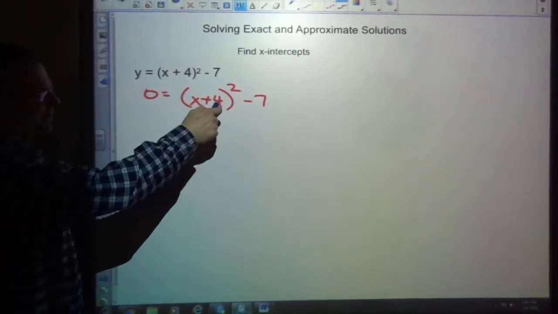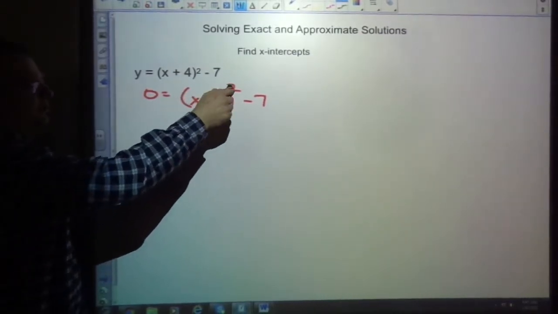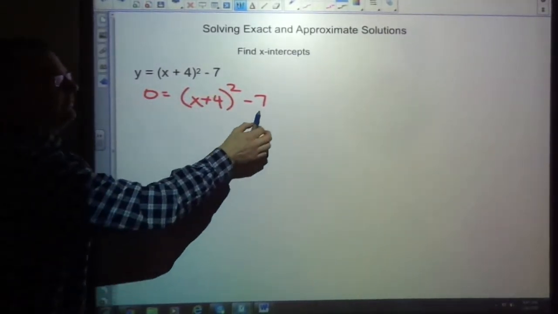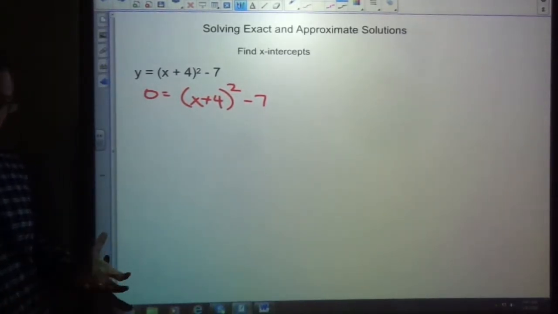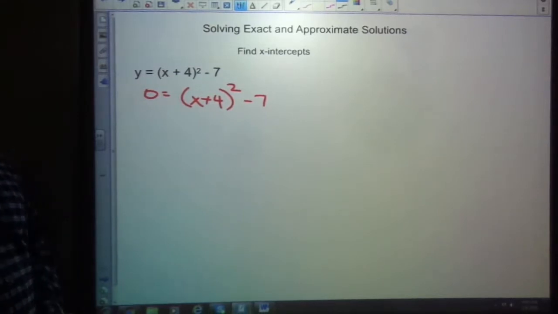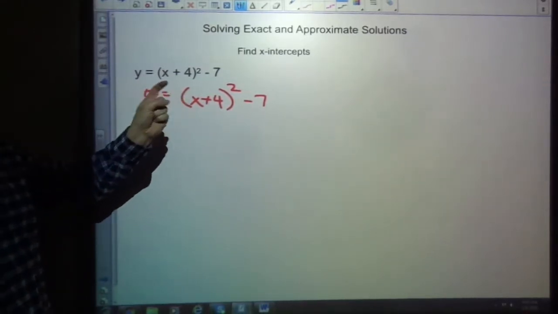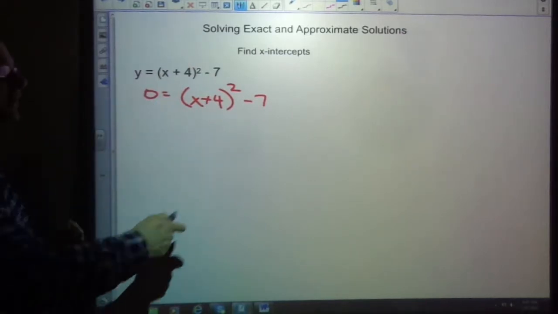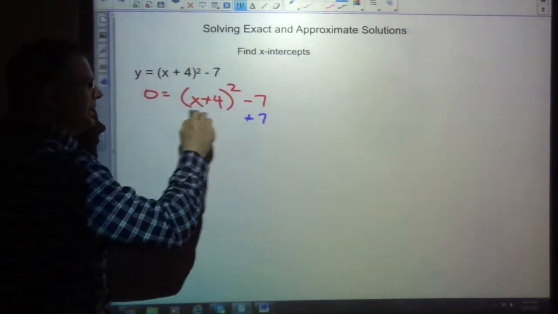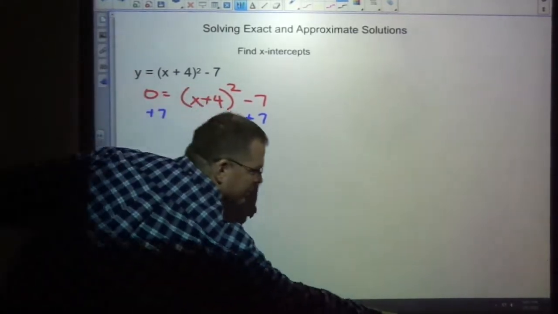Eventually, I'm going to have to subtract this 4. I'm going to have to square root it to get rid of the squaring, and I'm going to have to add the 7 to get rid of the negative 7. Which one should come first? Add the 7. Very good. I can't square root it yet because the whole side isn't just something squared. So before I square root it, I need to add 7 to both sides.